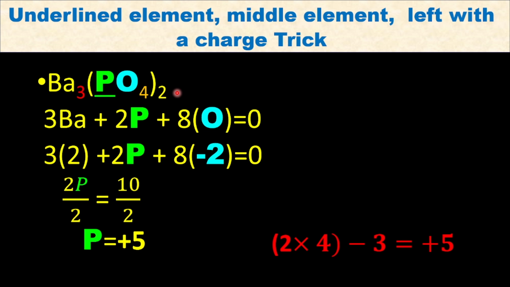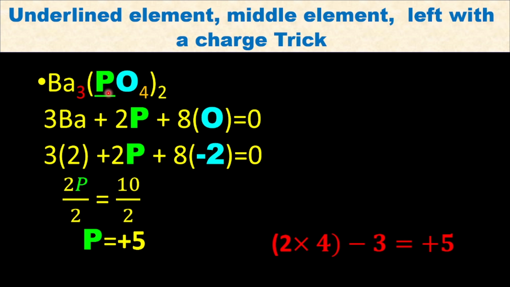Now let's look at the trick. Please take note of this point. When you have numbers crossing, as we see here, please ignore the number attached to the radical. Let me repeat that. If there is a number attached to the radical, as you can see here, please ignore this if you want to calculate the oxidation number for the underlined element. So we are ignoring this and we want to do the calculation very quick.